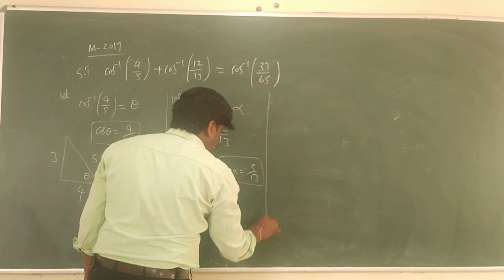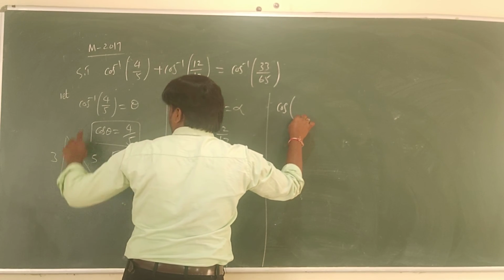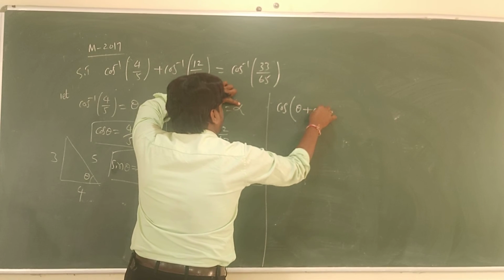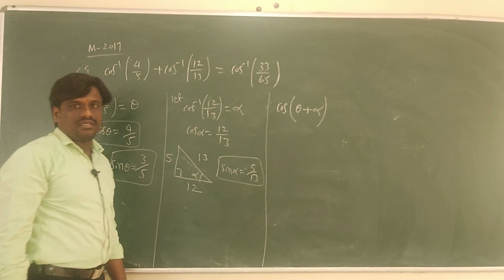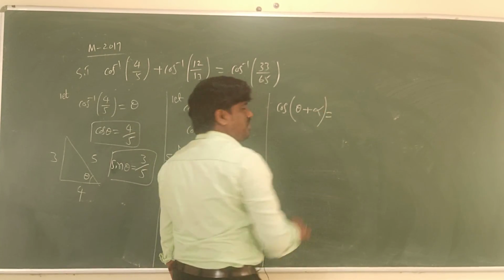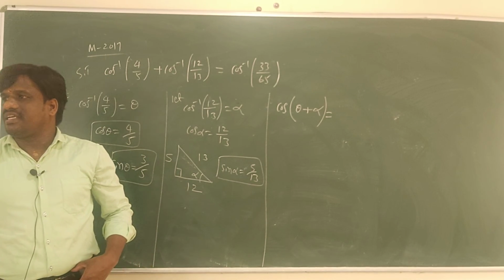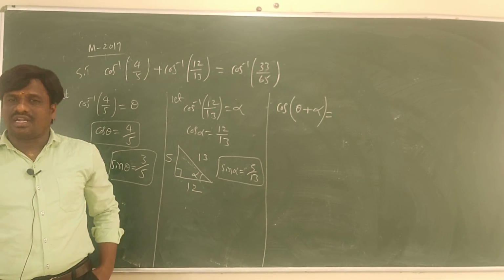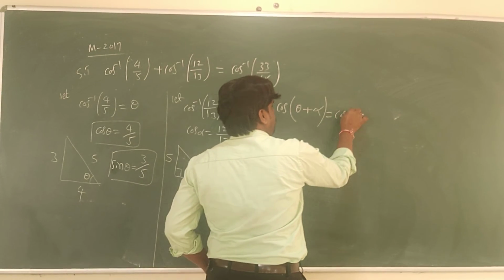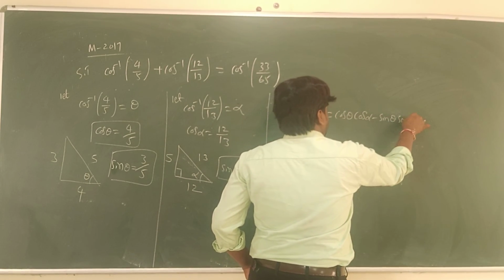Now I have to get cos of something, so use cos. Here I took theta, so theta, and here I took alpha, so alpha. Use the cos A plus B formula. Now tell me what is the cos A plus B formula. Quickly. Cos A cos B minus sin A sin B. Correct?